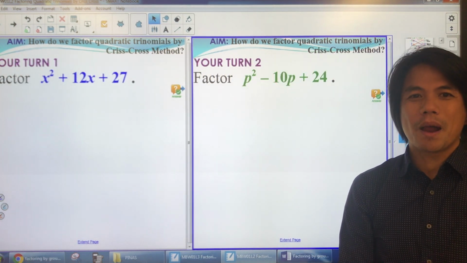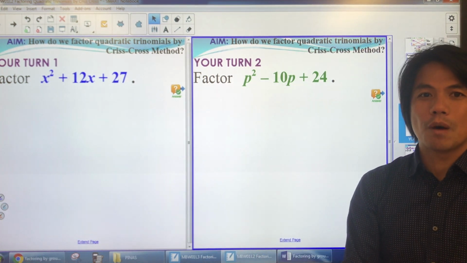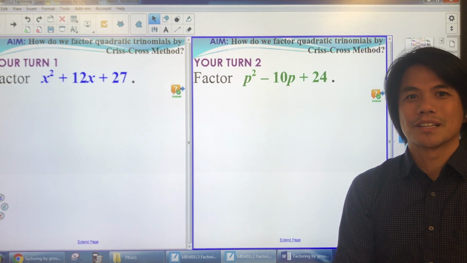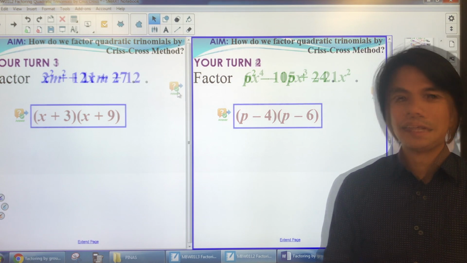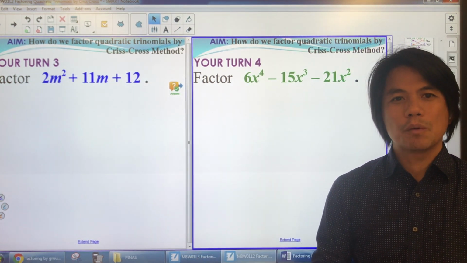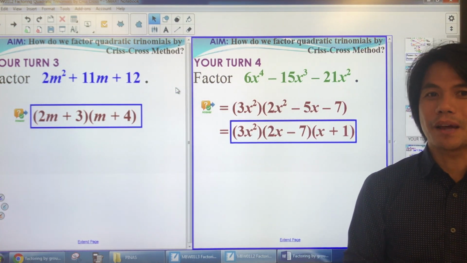Now it's your turn to practice. Go ahead and complete these 2 problems. Be sure to pause your video while you're doing it. Come back once you're done so that you can check your answers. And there you have it. I hope you got them both correct. Alright, let's try another set of problems. Pause your video, come back once you're done. Welcome back. I hope you got them both correct.